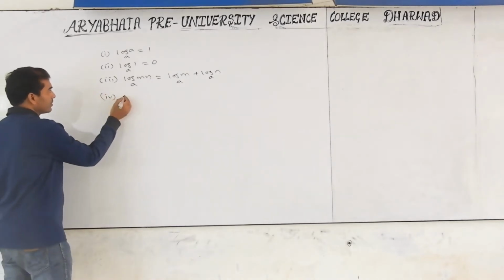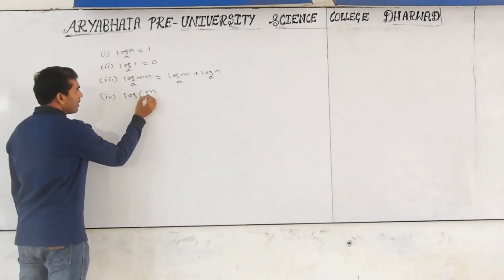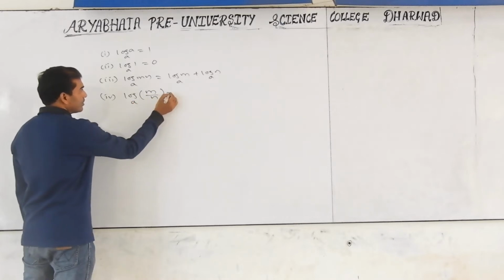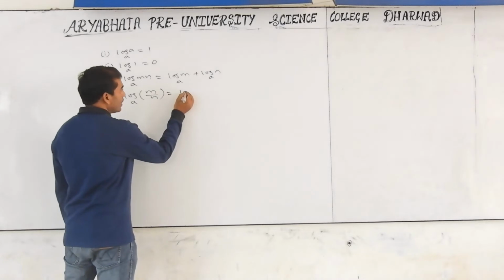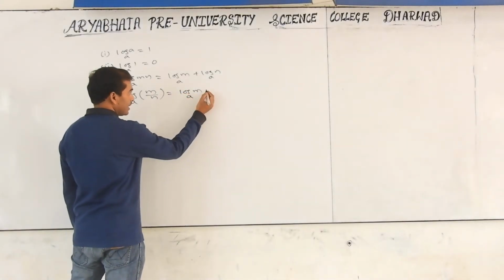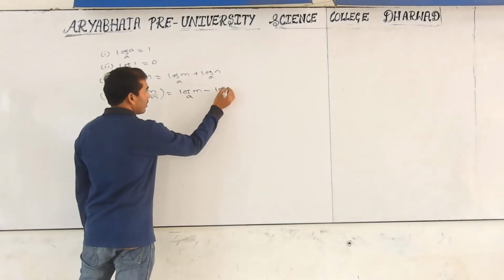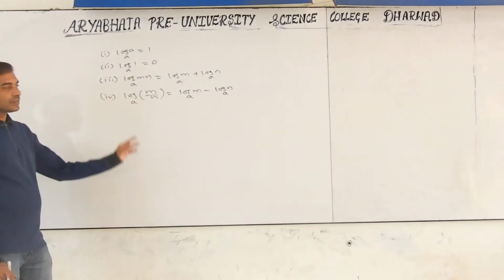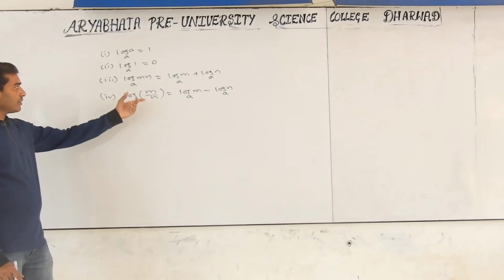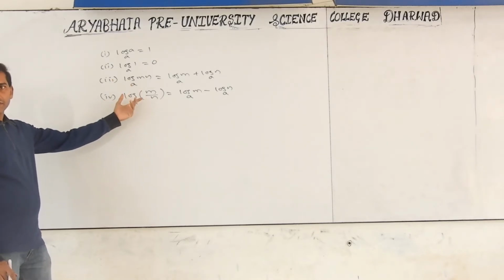Fourth property: log of m by n base a equals log of m base a minus log of n base a. The proof is not necessary now; we will discuss it later.